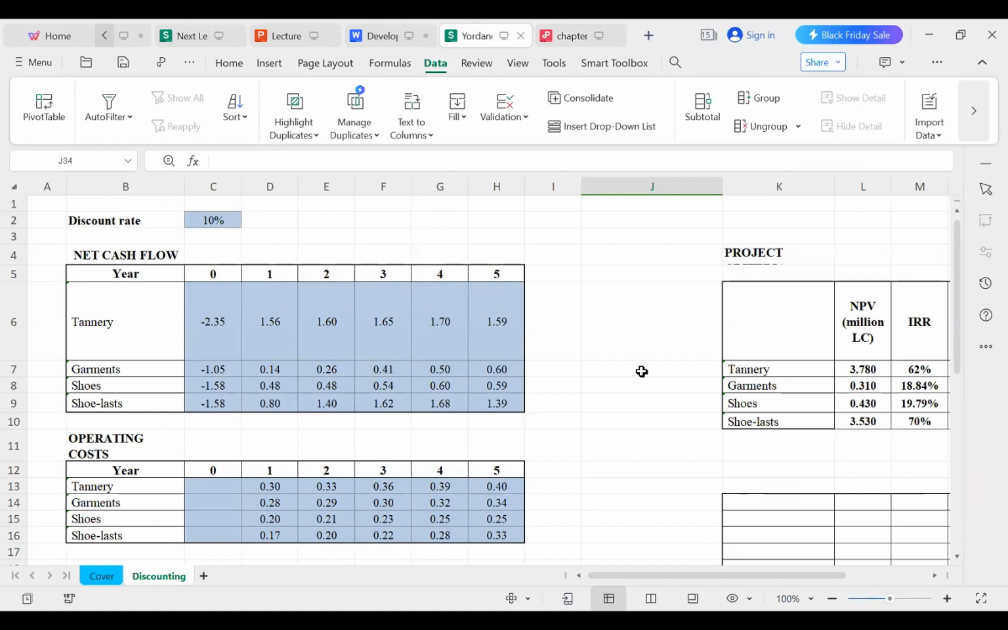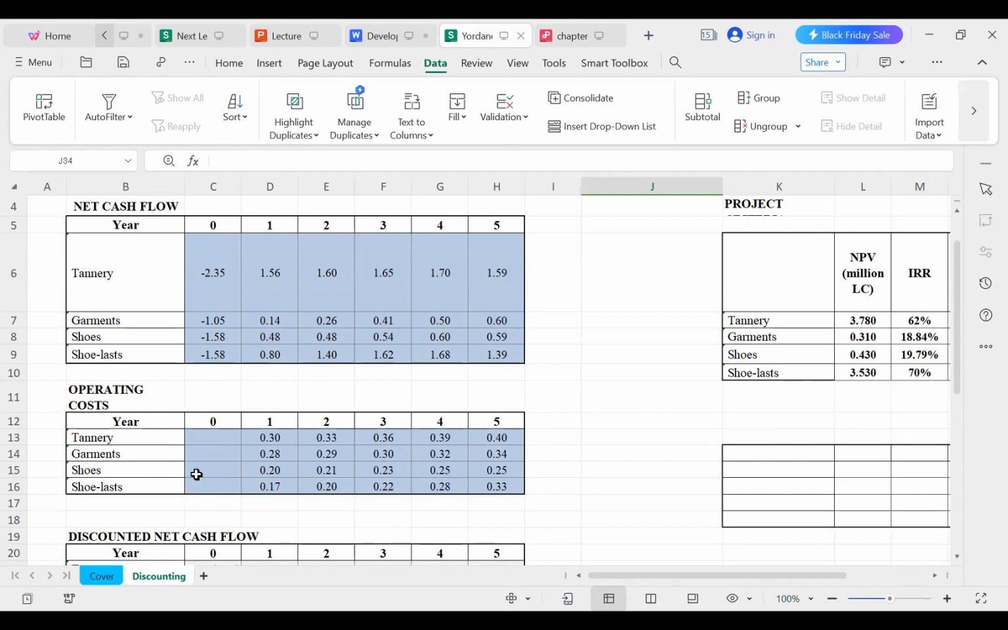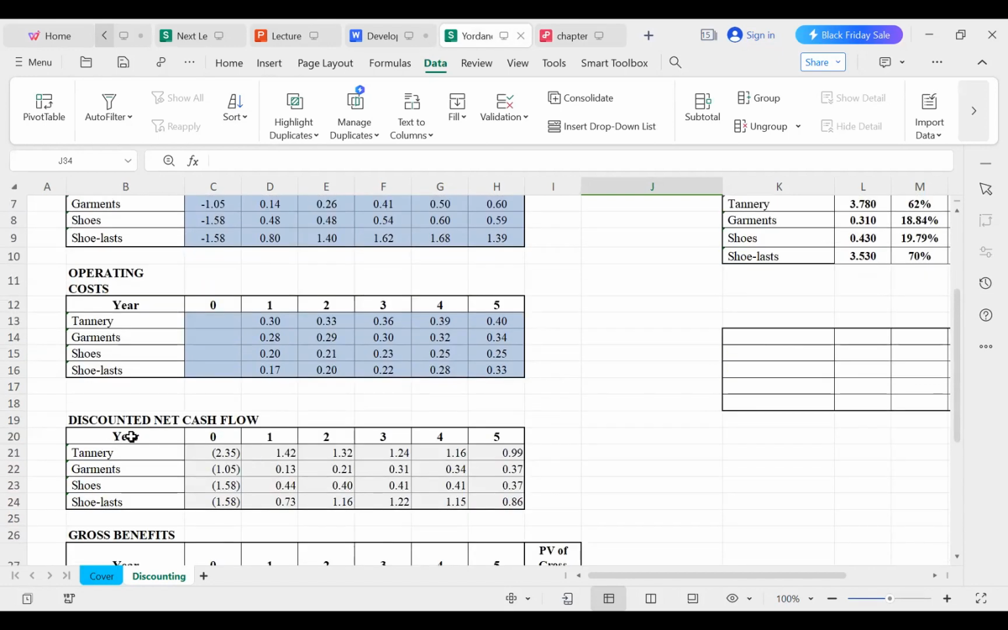So we were talking about net cash flow, right? Net cash flow, as I said before, is the difference between cash outflow and cash inflow. So what we spend and what we receive, that difference is called net cash flow. As I said before, the discount rate is always given. Here we have a 10% discount rate, and also we have operating cost here. So we are asked to do the discounted net cash flow here.